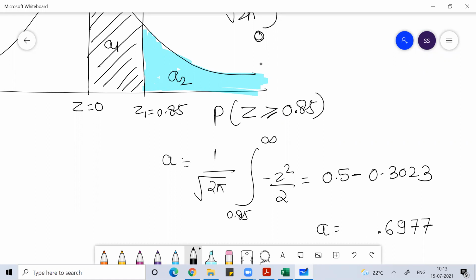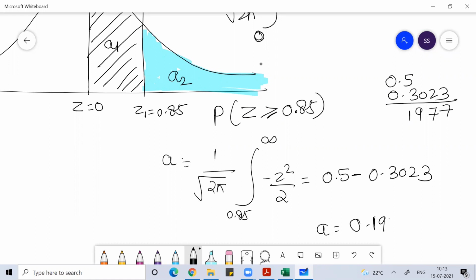Oh, sorry, wrong answer. 0.5 minus 0.3023. This is 0.1977.